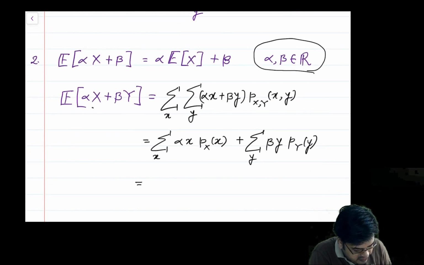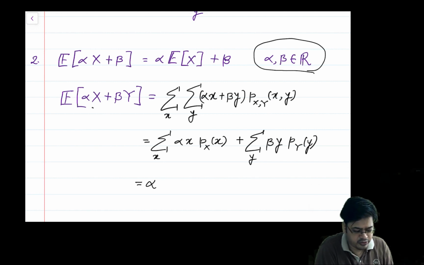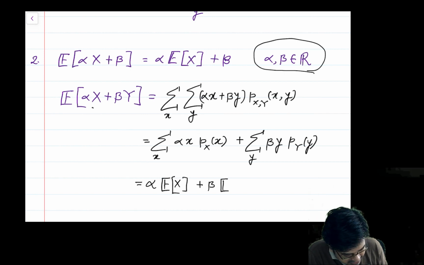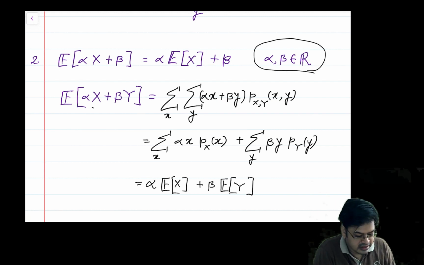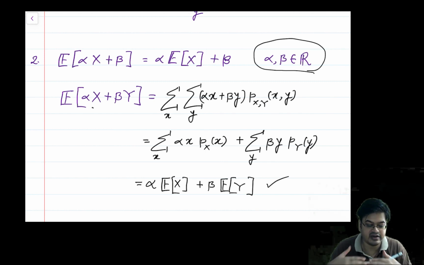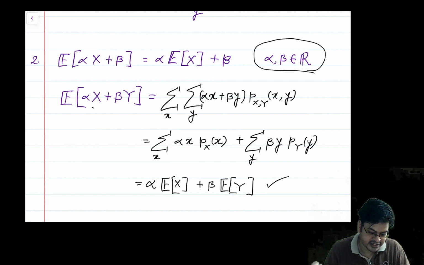And this further gives me, I can throw out alpha, and if I throw out alpha, the term within the summation will give me expected value of x. And similarly, if I throw out beta, the term within the summation will give me expected value of y. Therefore, the linearity property is valid for expectation. So if I have a linear function of x and y, I can write this as sum of expectations.